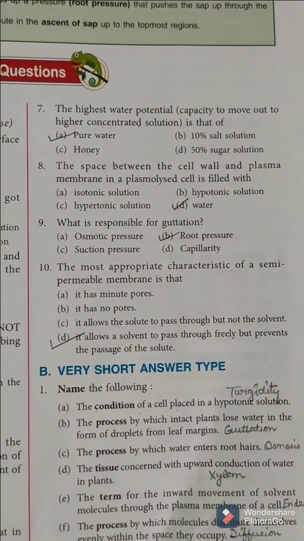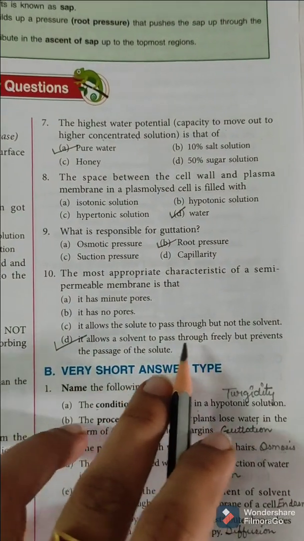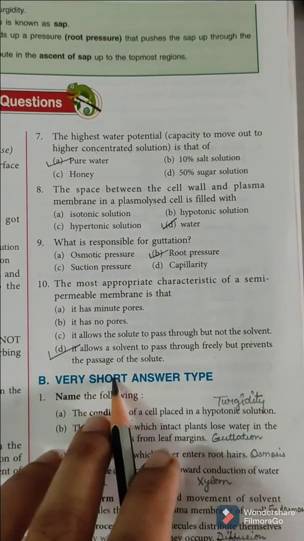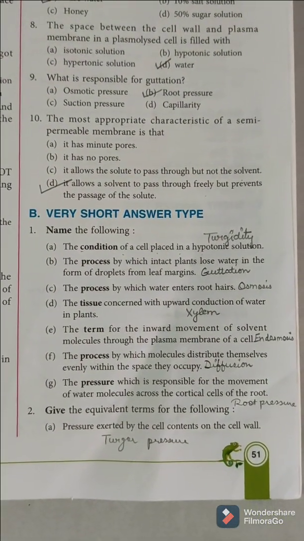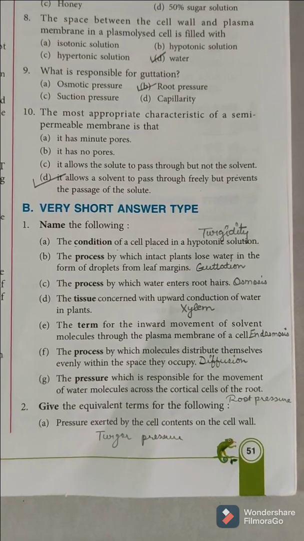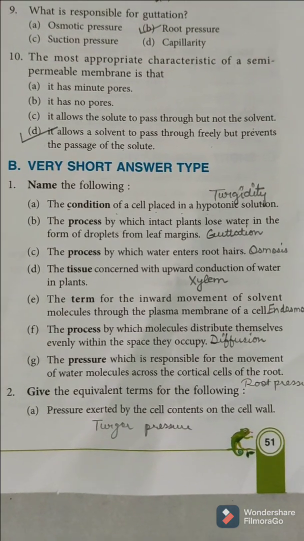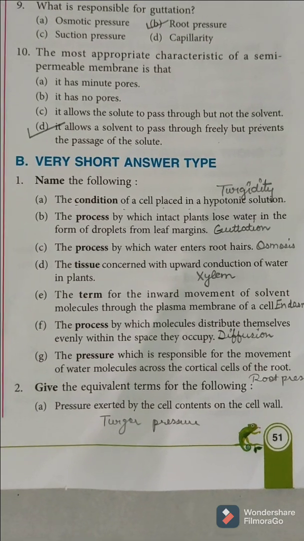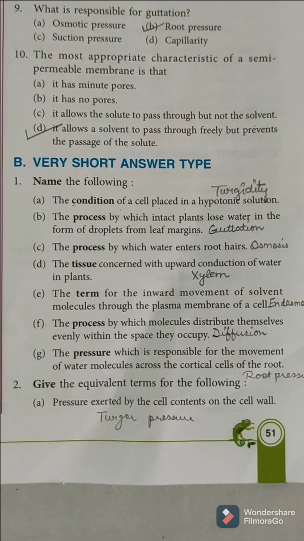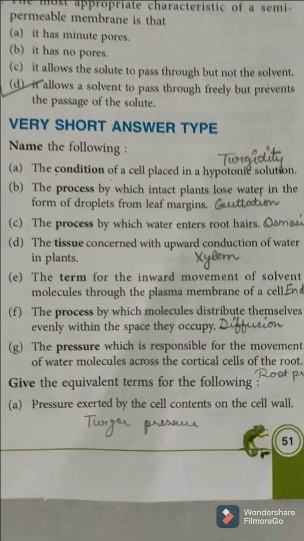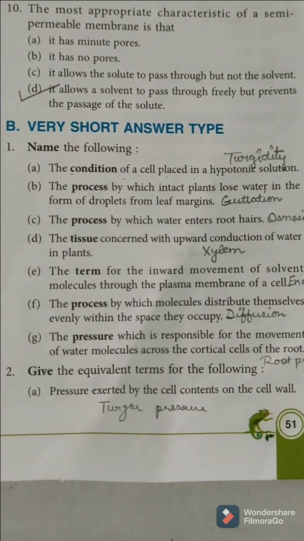The most appropriate character of a semi-permeable membrane is that it allows a solvent to pass through freely but prevents the passage of solute. Next we have very short answer type questions. First, name the following. The condition of a cell placed in a hypotonic solution, turgidity. Process by which an intact plant loses water in the form of droplets from the leaf margin, guttation. Process by which water enters the root hair, osmosis.